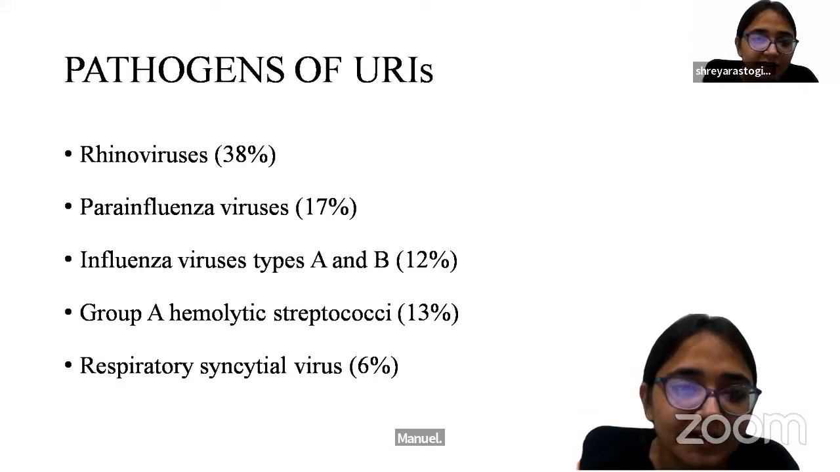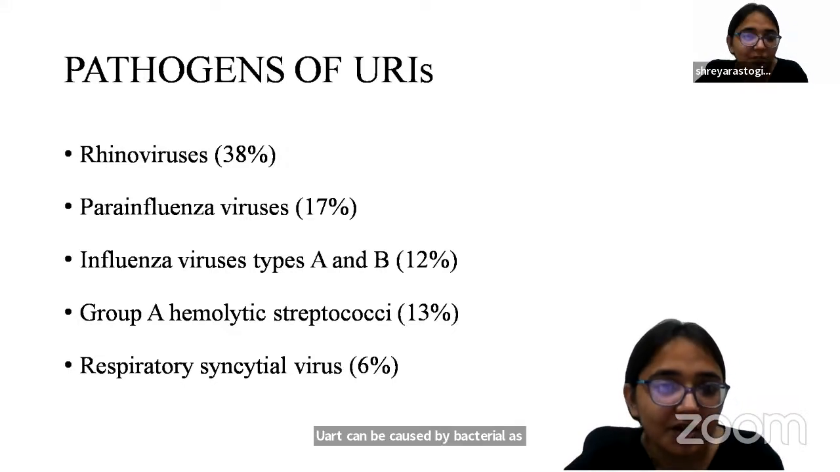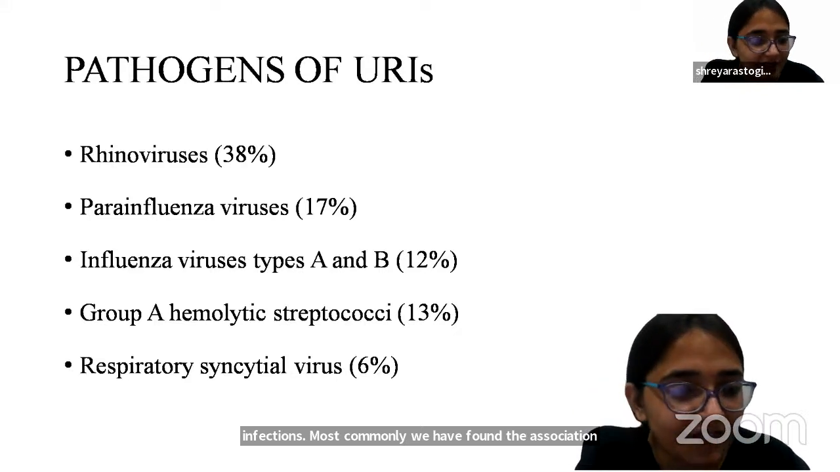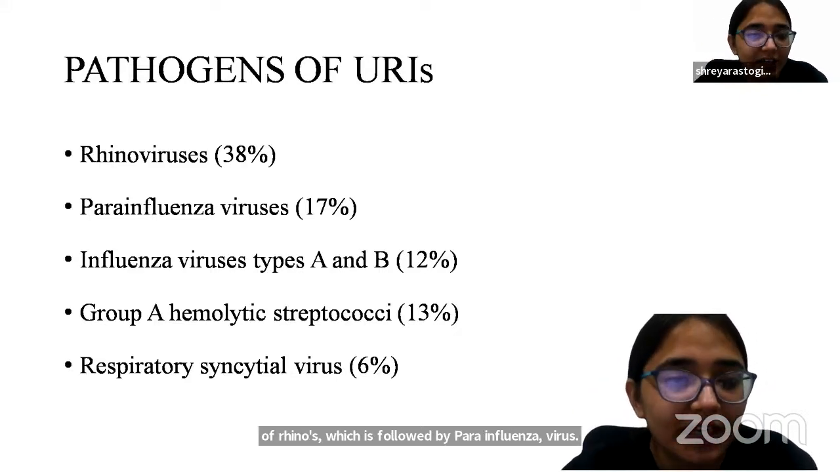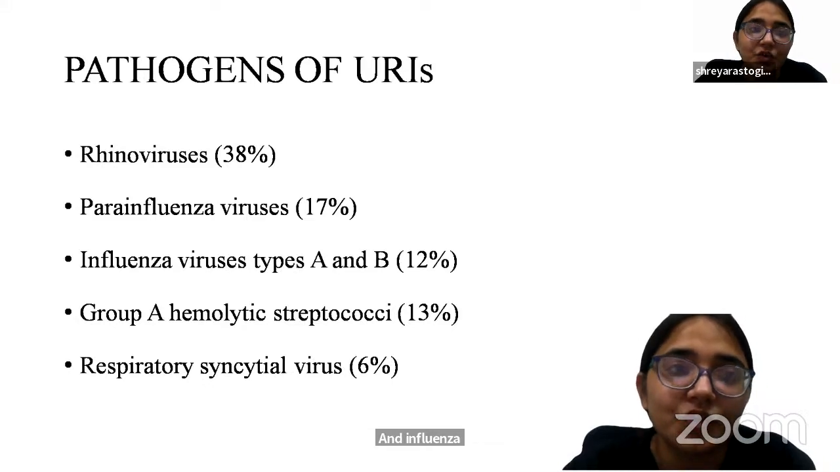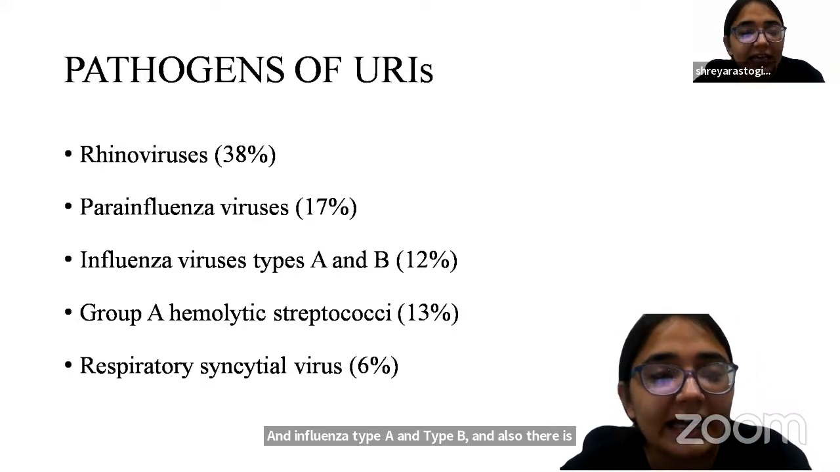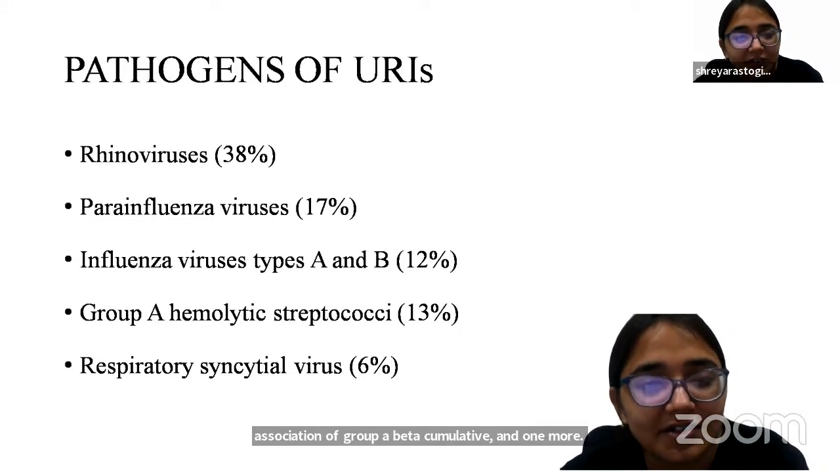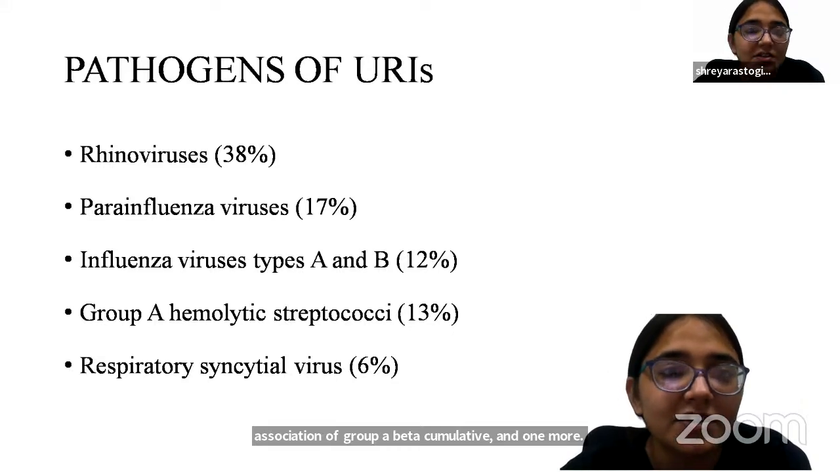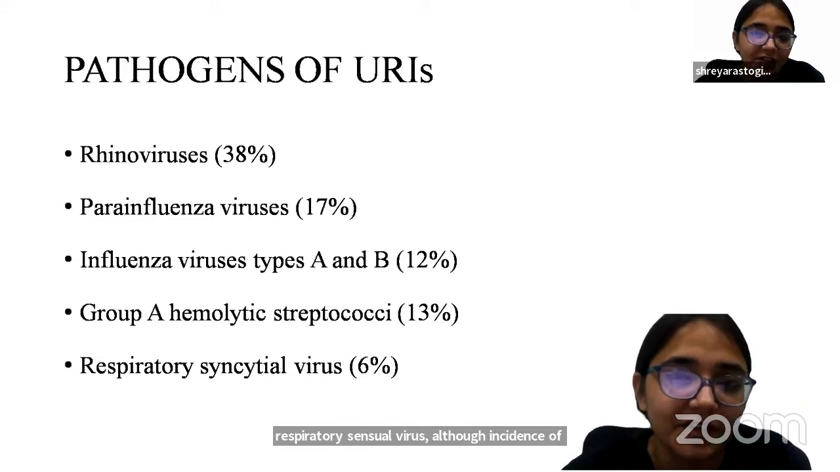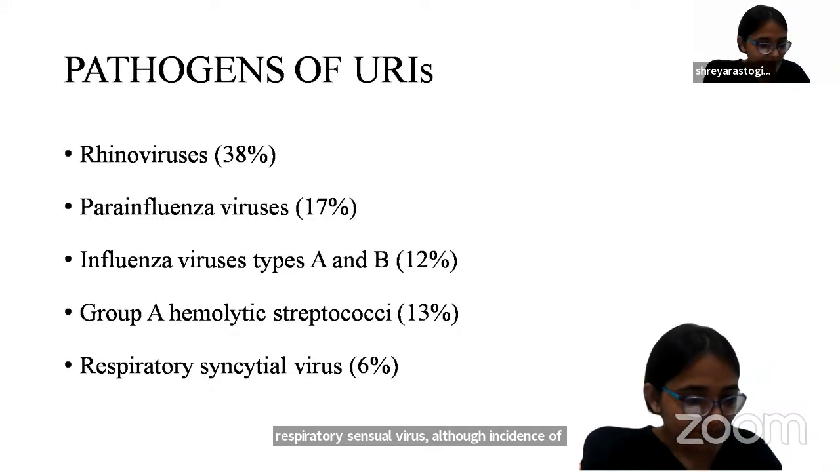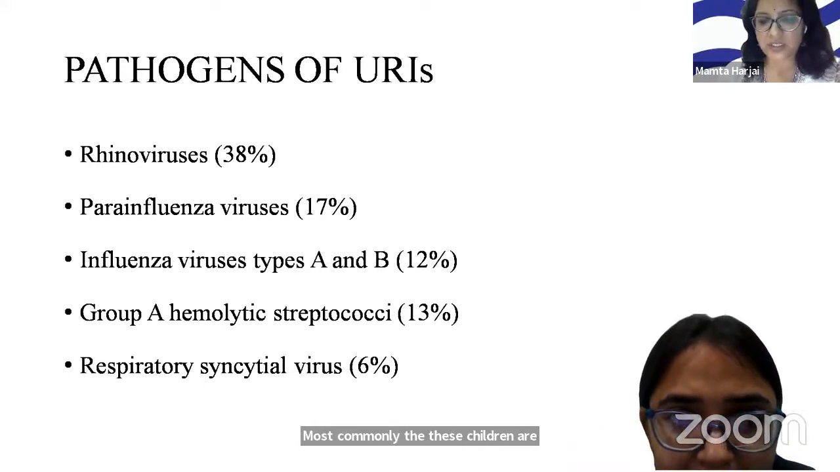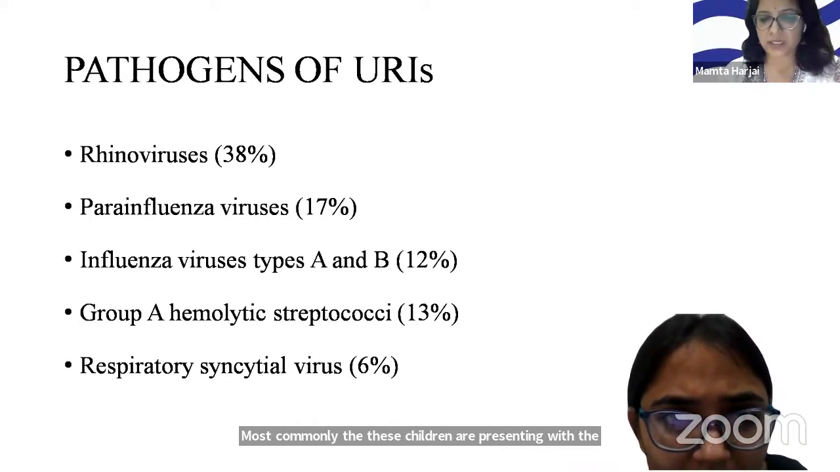URTI can be caused by bacterial as well as viral infections. Most commonly, we have found the association of rhinoviruses, followed by parainfluenza virus and influenza type A and type B. And also there is association of group A beta hemolytic streptococci. And one more is the respiratory syncytial virus. Although incidence of respiratory syncytial virus is less, only 6%, it causes a severe form of respiratory tract infection if it occurs. Most commonly, these children present with viral infections, but they can also have superadded bacterial infections.